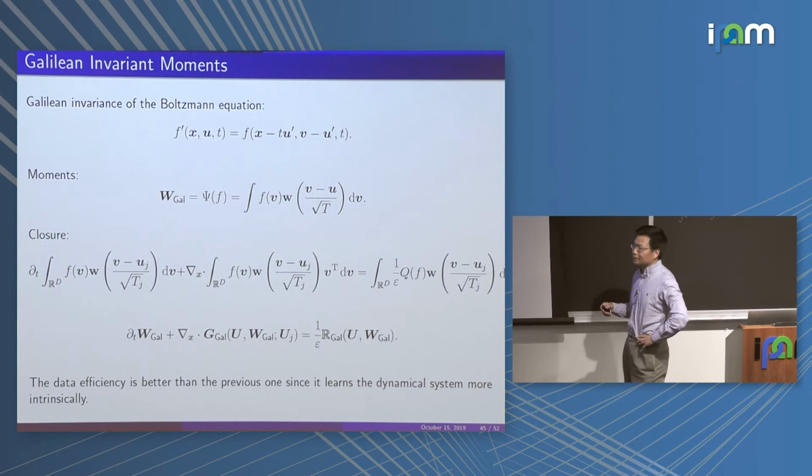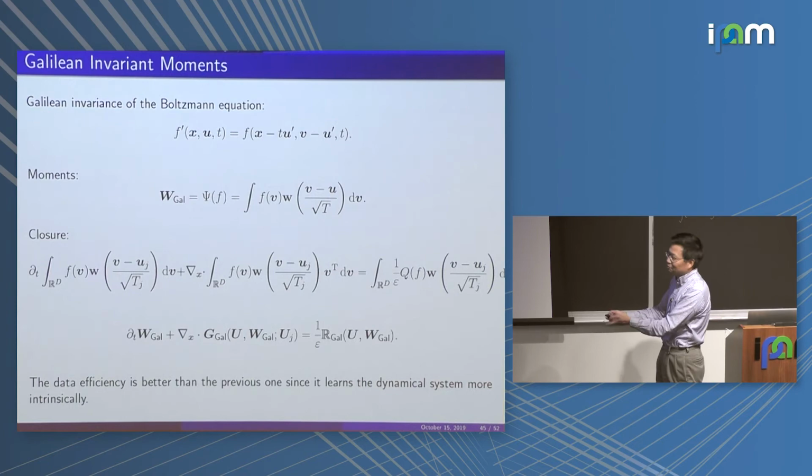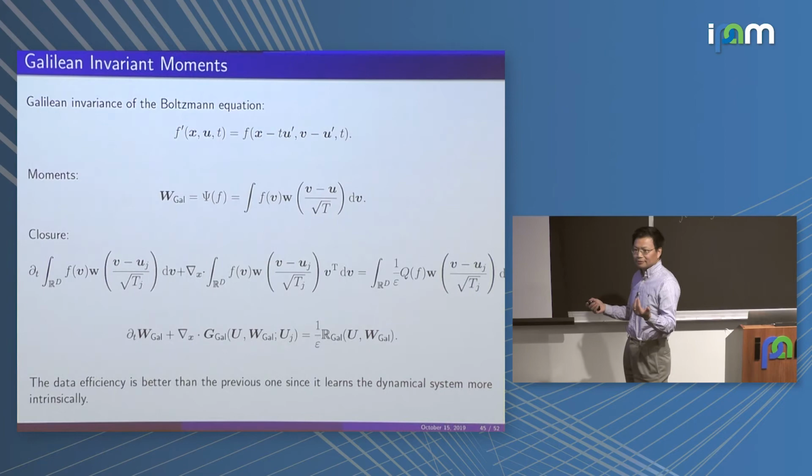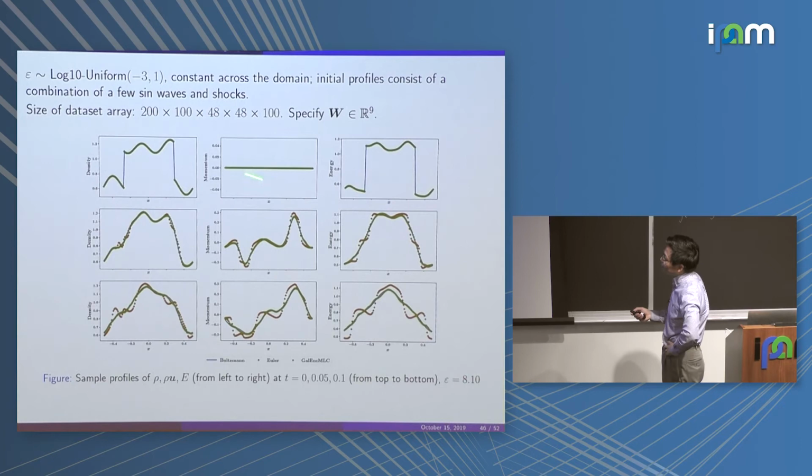This is a simple, trivial idea, you could say, that we took a long time to figure out is important. So if you don't do this, then you need lots of data. If you do this, the data needed is greatly reduced. Let me show you some results.